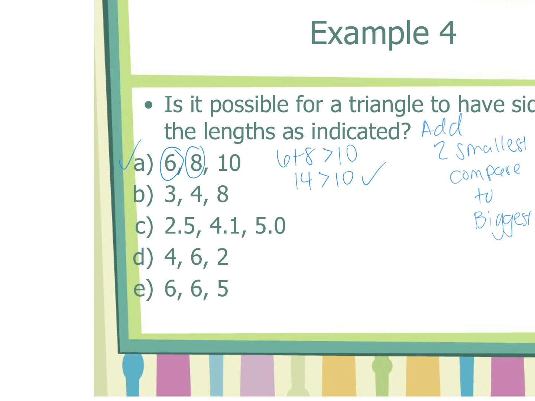For B, you would have added 3 and 4. Do 3 plus 4 total something that's larger than 8? You get 7, which is not larger than 8. And you guys agree that's not true? Therefore, those 3 lengths could not create a triangle.